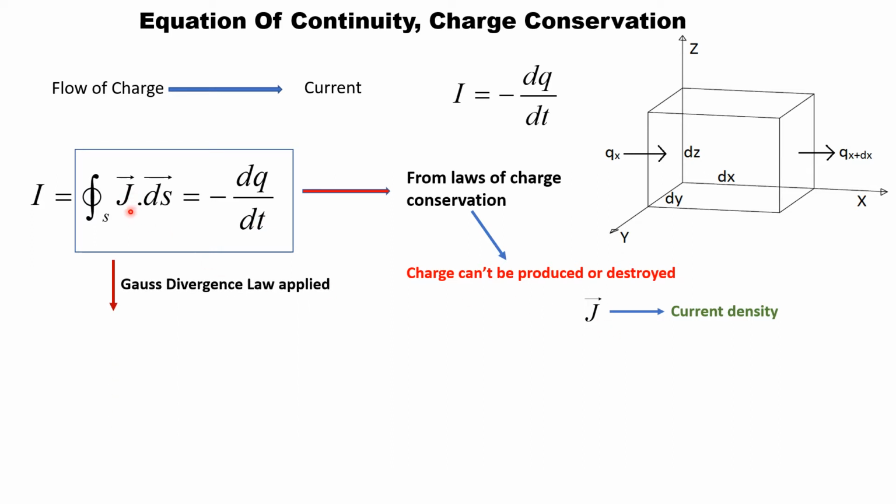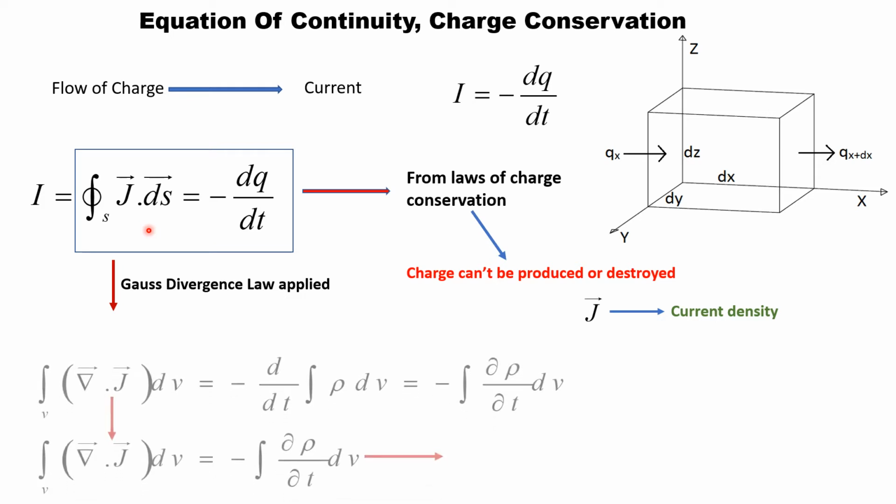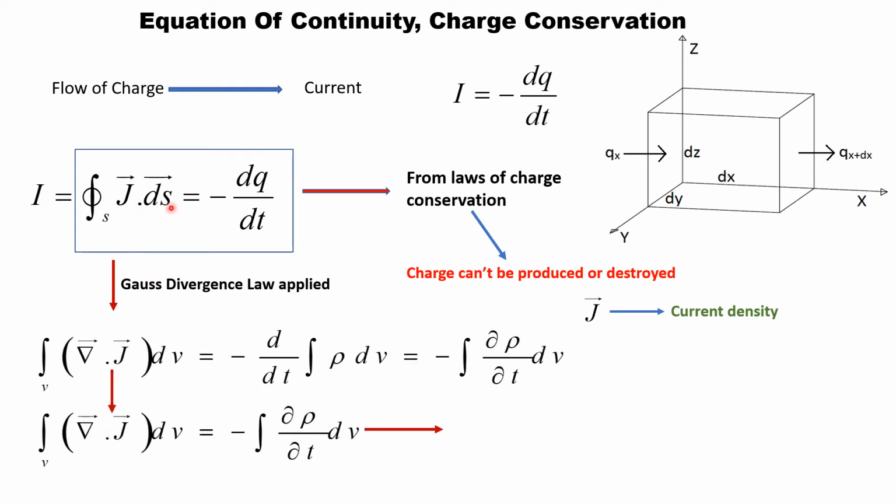And when you apply the Gauss divergence law, you can remember that in my last lecture the idea of the Gauss divergence law was given. When you apply Gauss divergence, the surface integral becomes a volume integral, and the right side becomes d/dt of the integral of rho dv, because q can be written as the volume charge density rho times dv. When it enters the integral, it is a partial derivative, so we can take it within the integral, and it becomes the integral of del rho/del t dv. So this side is a volume integral and this is also a volume integral.